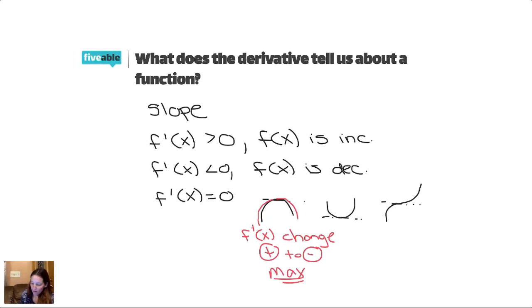If the opposite is happening, if f prime of x changes from negative to positive, then we get the minimum, because we have a decreasing function here and then an increasing one on the other side. If f prime of x doesn't change at all, if it stays positive on either side, like that third picture I drew, or it stays negative, then we don't have a maximum or a minimum. We have something else going on. So these first two, the maxes and the mins, we call those critical values. They're important to us because they tell us about a change in the function.